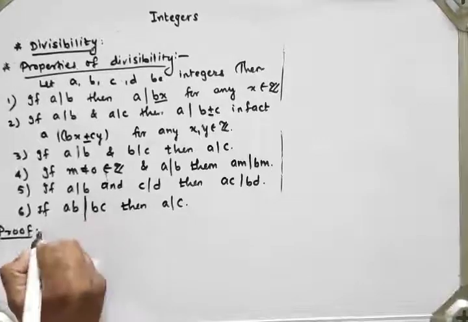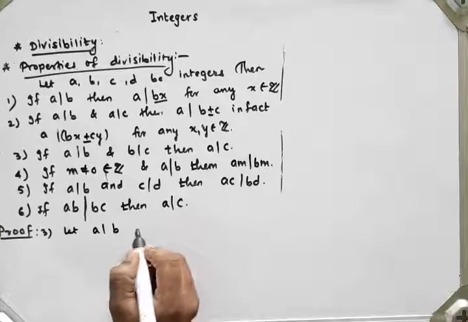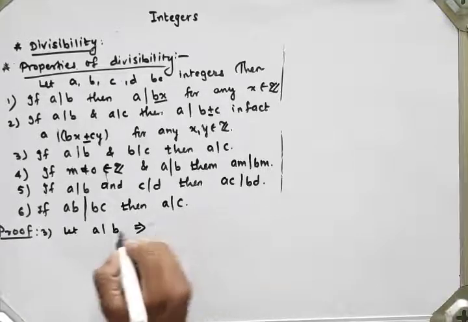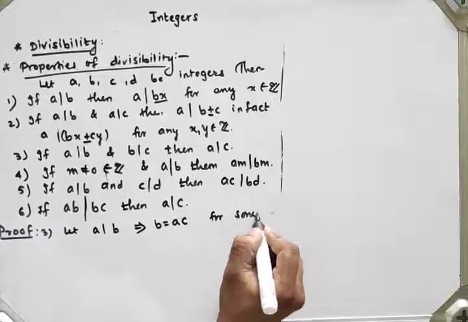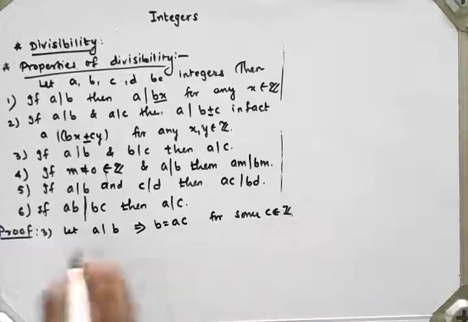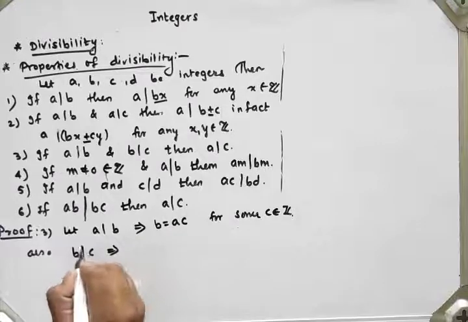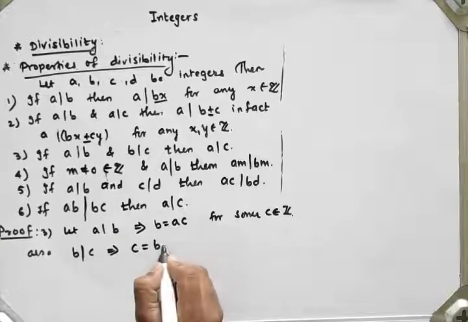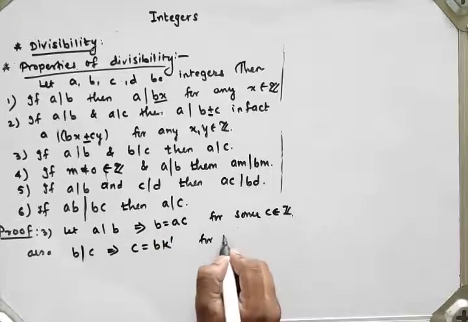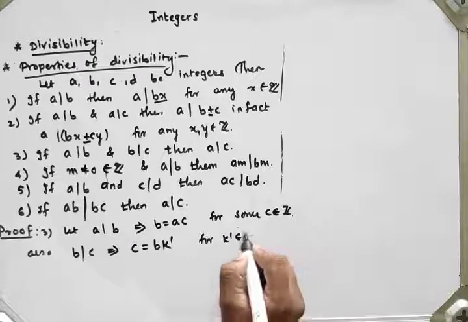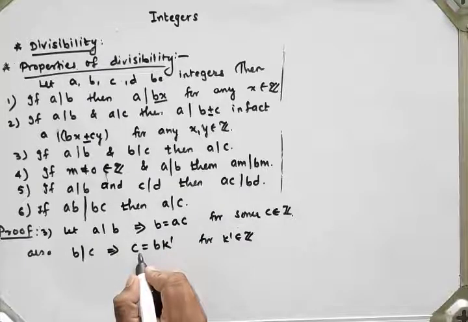Now third one. So third, what we have? Let a divides b, which implies that by using definition of divisibility, what we get? b is equal to a into c for some c belongs to set of integers. Also what we have? b divides c. Then what is the definition of divisibility? b divides c means what? c is equal to b into k dash, for k dash belongs to set of integers. Now what we have, b is equal to a into c, and here c.